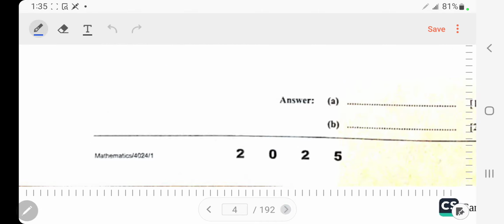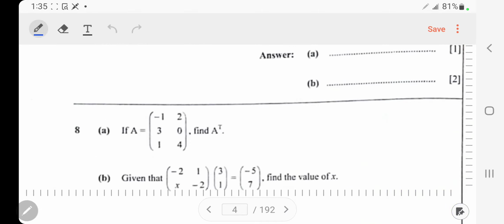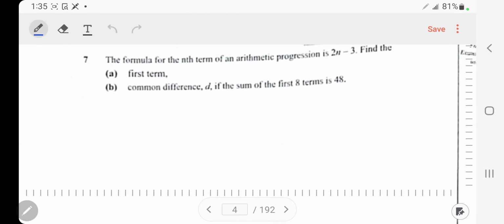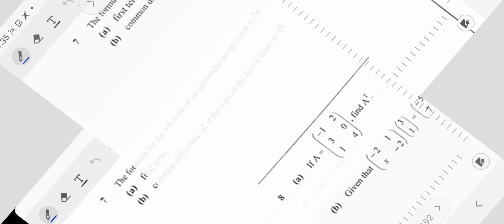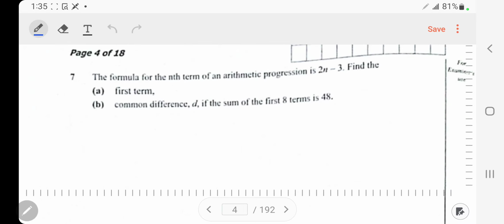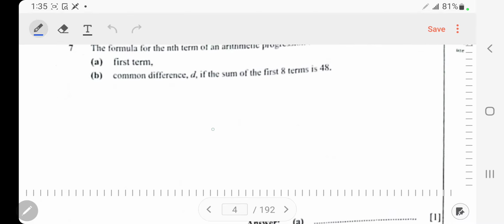Okay, so let's look at the next question, question 7, which says that the formula of the nth term of an arithmetic progression is 2n minus 3. Find the first term. So how do you find the first term?